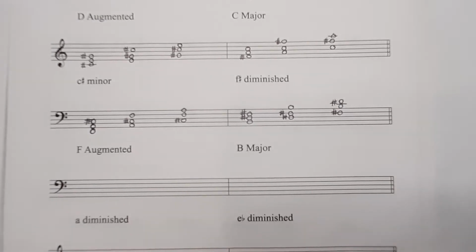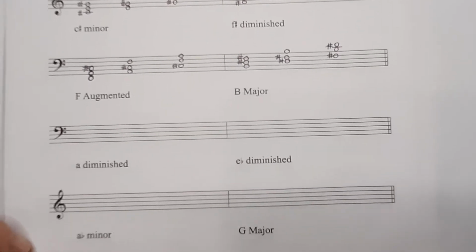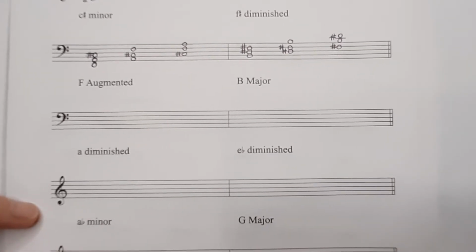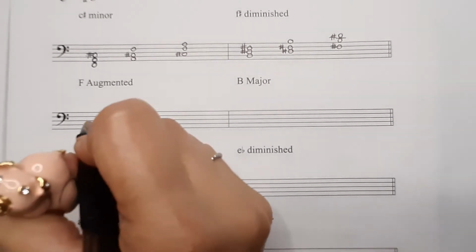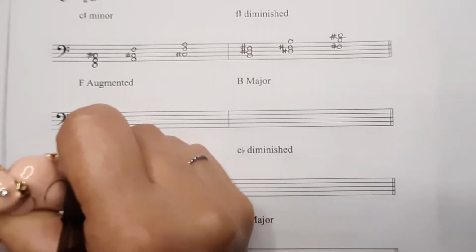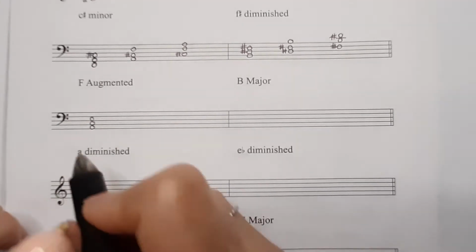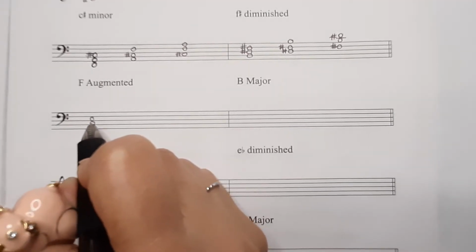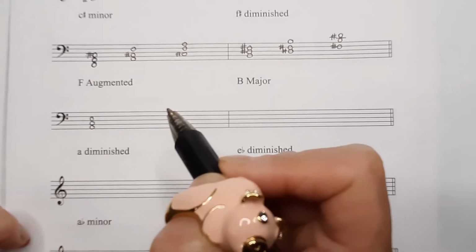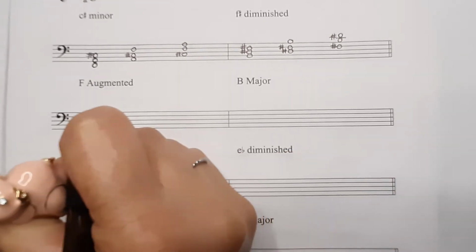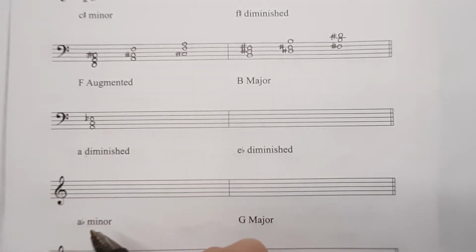Okay. Now let's do A diminished. Okay, now how do you do it? A diminished. Here we go. A, C, E. You know, this is minor, right? Because in the key of A major, you have C sharp too. This is minor. But you want the diminished one, right? So you gotta lower the top again.